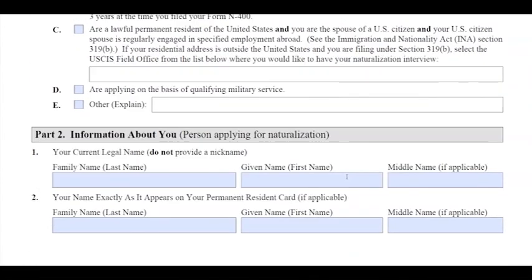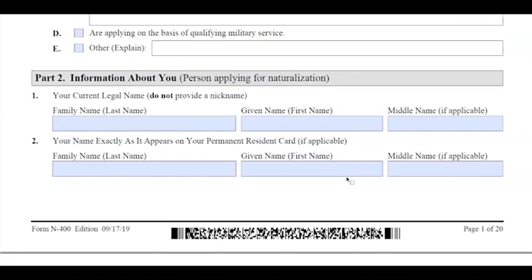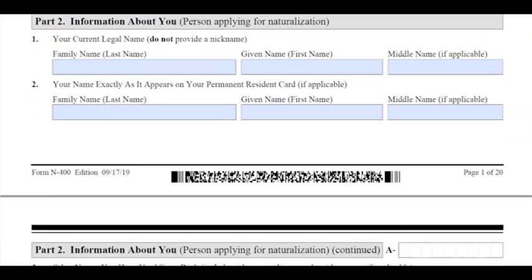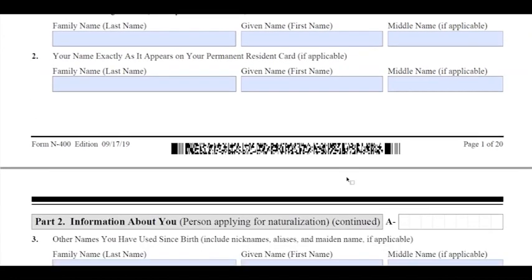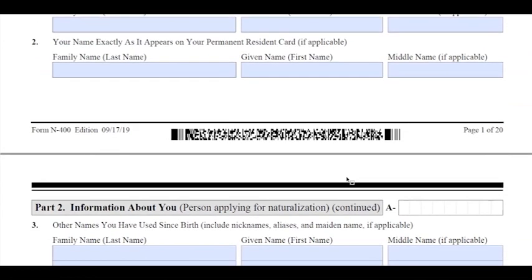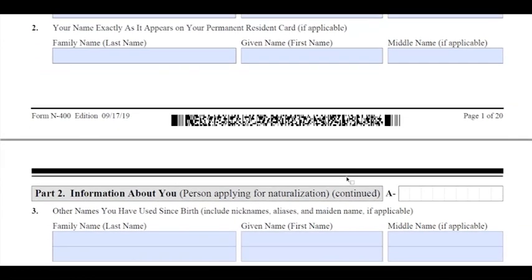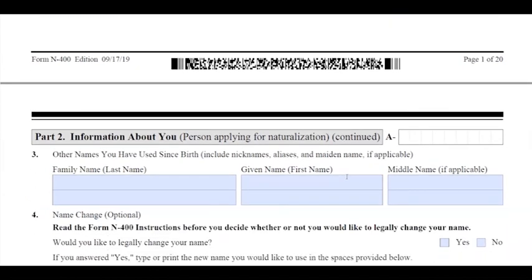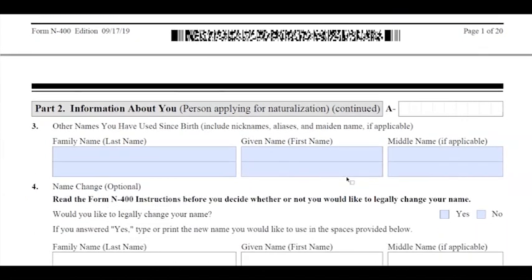Part number 2 is what we have right now. This is basically information about you. It's asking your name and all of the information that has to do with you. By the way, please remember to have your green card ready, and also remember to have your Social Security because you will need that information. As you can see, Part 2 is all about you.